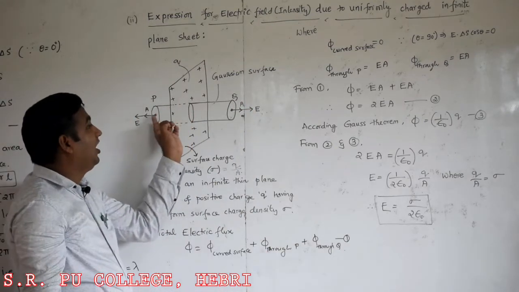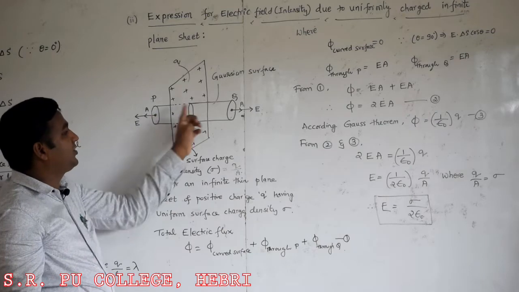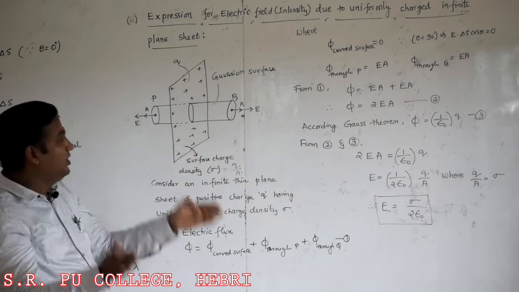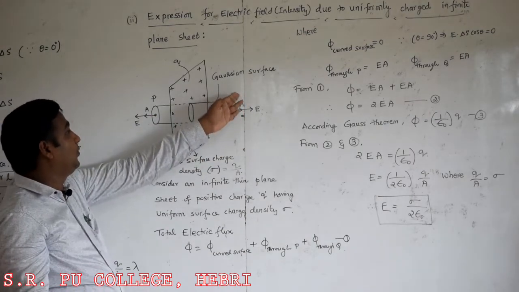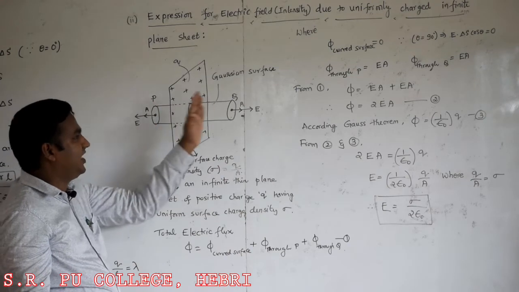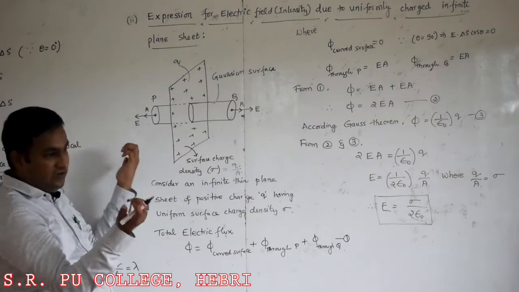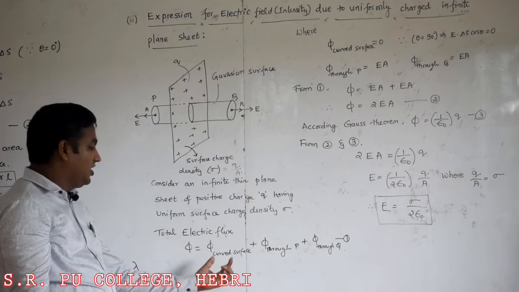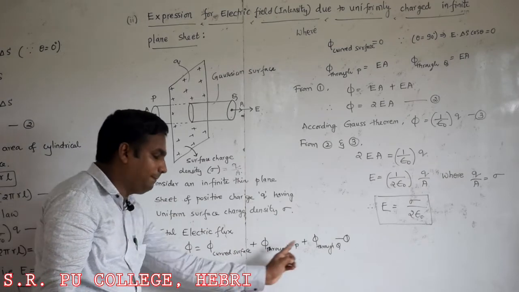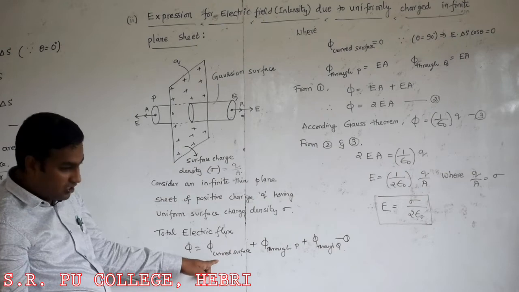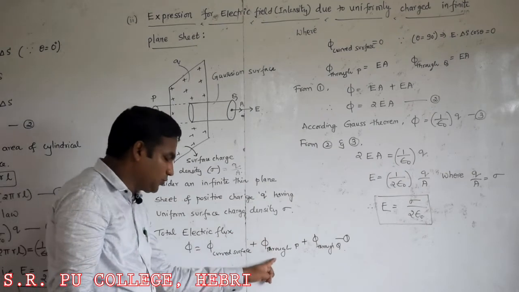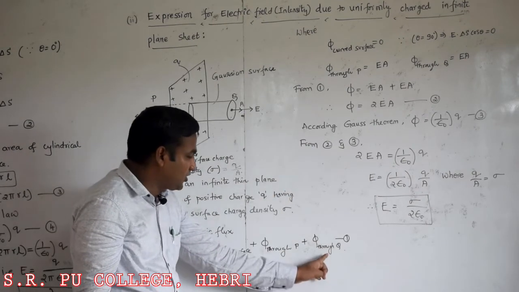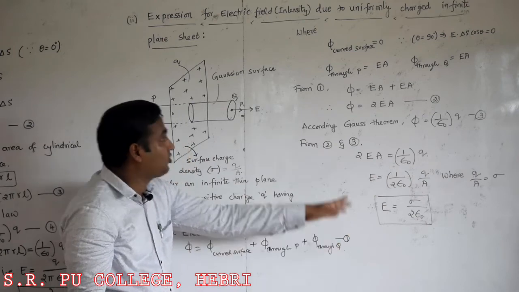I already told that in a Gaussian surface we consider 2 ends of a cylinder. One surface is Q and the other surface is P, with surface area A each. The electric field is uniform, the distance is also the same, that's why total flux is considered in 3 parts here: flux through the curved surface plus flux through P plus flux through Q. I assume that is equation number 1.